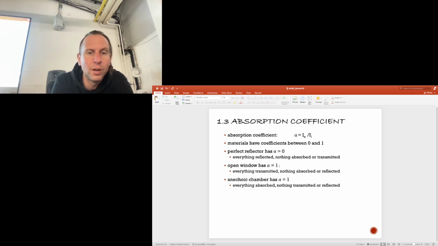Okay, so perfect reflection is 0, perfect absorption is 1. Well, mind you, it says open window. Haha, that's funny. The size of the window may cause certain things to be reflected back, and it's also the space outdoors versus the space indoors. So this is actually a bit of an approximation. But anechoic chamber, definitely, if it's fully anechoic, everything is absorbed. You get an absorption coefficient of 1.